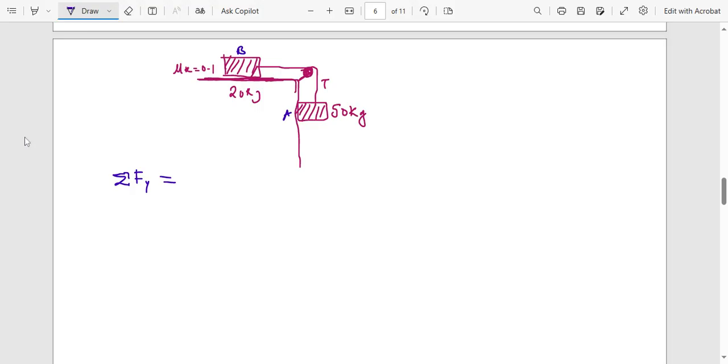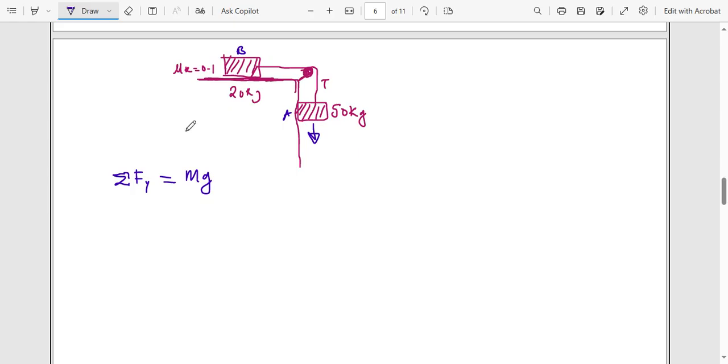So this is going to be, what force will be pulling this object downwards? That is a weight, and that is mass times gravity. But then there's a force that is trying to stop it from moving downwards. That is actually the force that is in the cable, and that is the tension. So it will be mg minus tension.